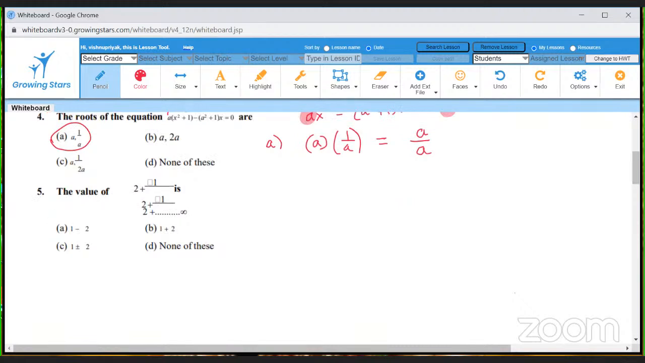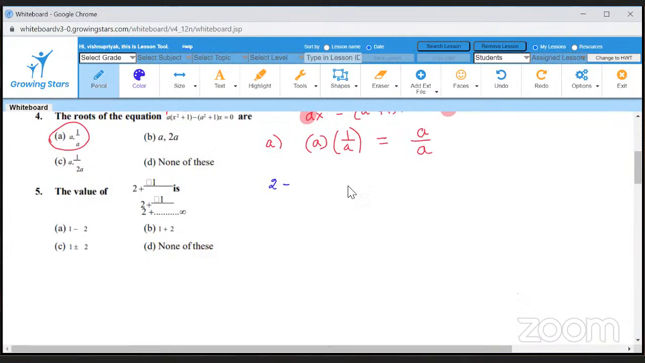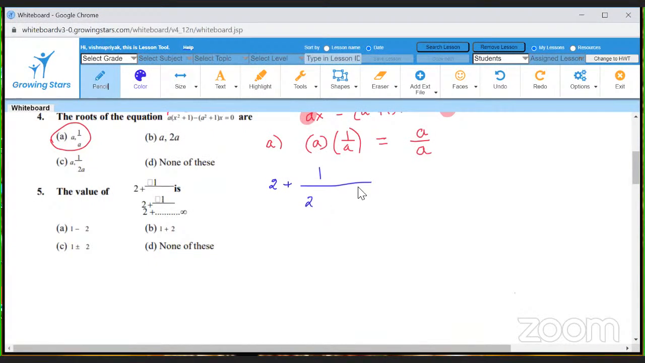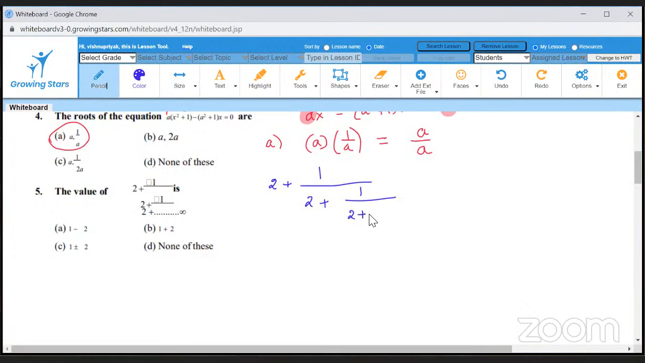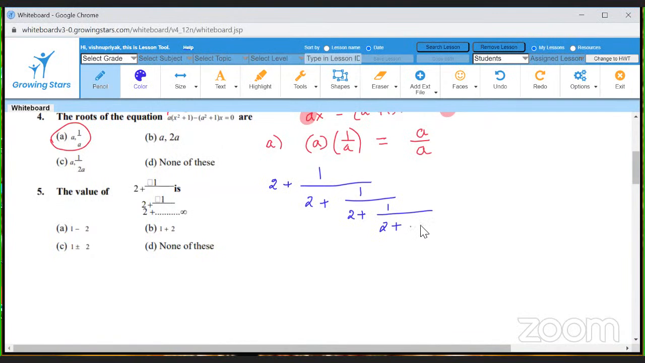The next one is question number 5. Due to the typing mistake, it did not come properly, but I will write it. What is question number 5? You can see: 2 plus 1 by 2 plus 1 by 2 plus 1 by 2 plus, like that it will continue up to infinity. What is the value of this? This is what you have to find.